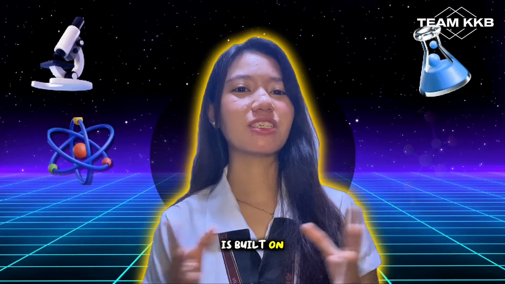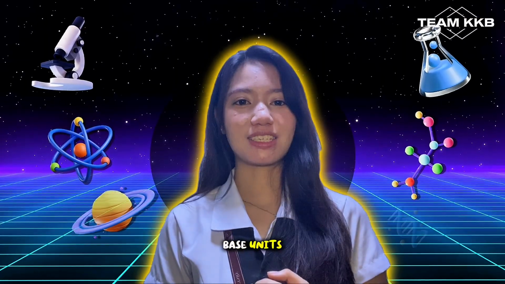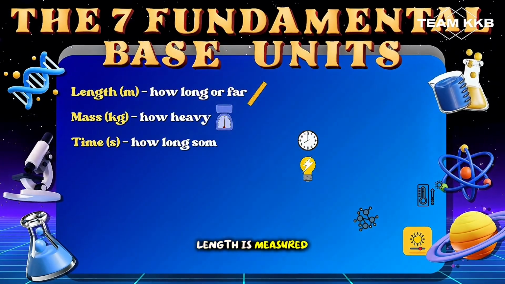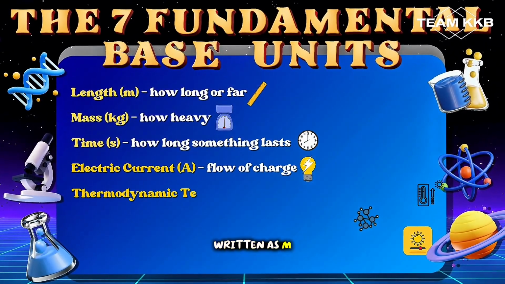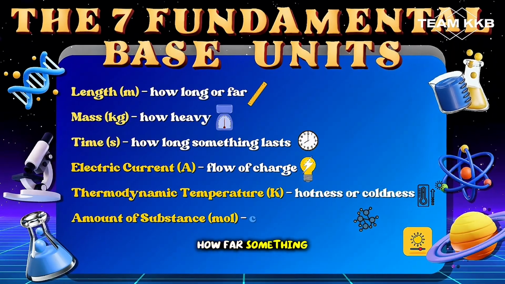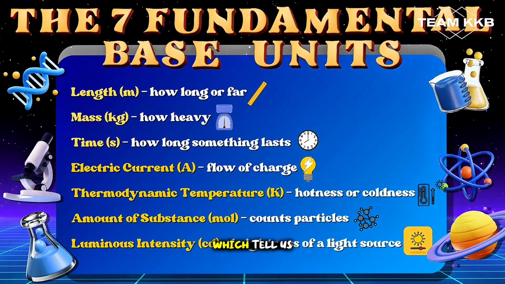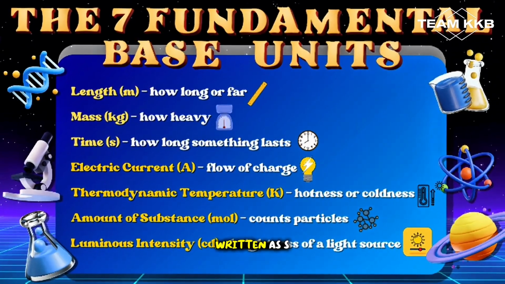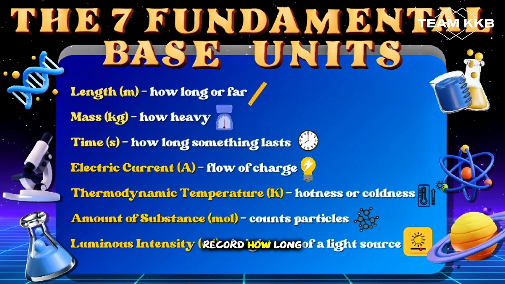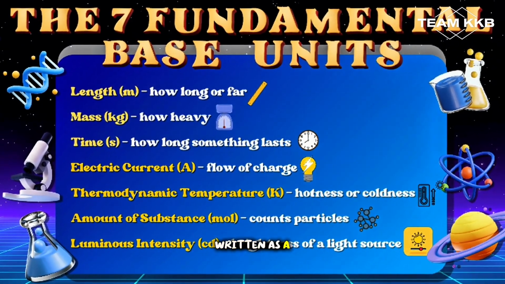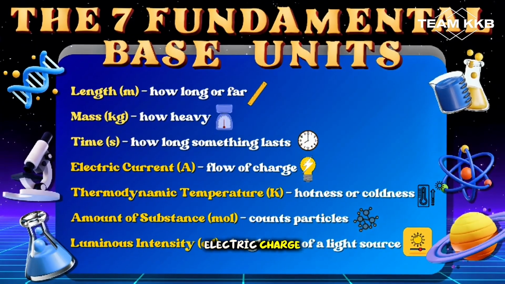around the world. The SI system is built on 7 fundamental or base units, which are the building blocks for all physical measurements. Length is measured in meters, written as m, which tells us how long or how far something is. Mass is measured in kilograms, written as kg, which tells us how heavy an object is. Time is measured in seconds, written as s, which helps us record how long events last. Electric current is measured in amperes, written as A, which tells us the flow of electric charge.